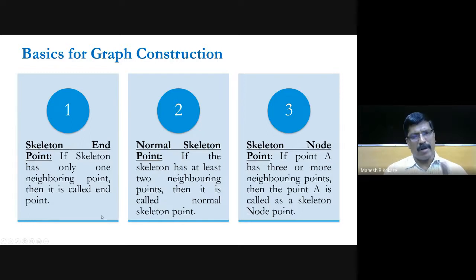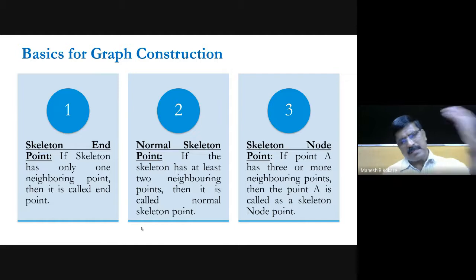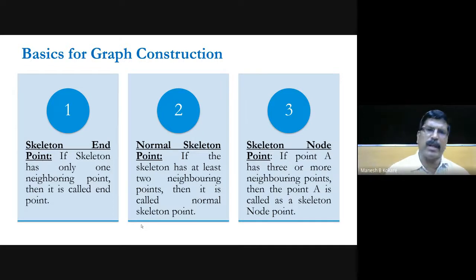I hope that you have understood what a skeleton endpoint is. A skeleton endpoint has only one neighbor, so that point is considered a skeleton endpoint. While constructing the skeleton, we have seen that we cannot delete or eliminate the skeleton endpoint because it will reduce the length of the skeleton, which we cannot do.